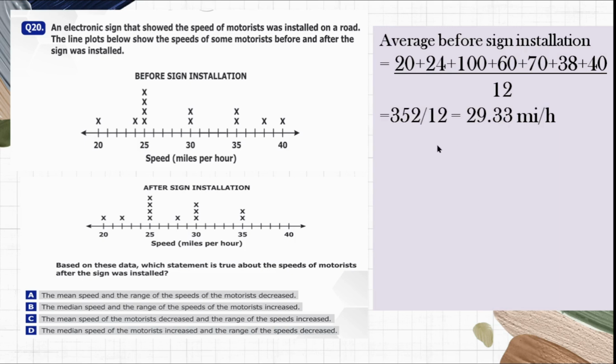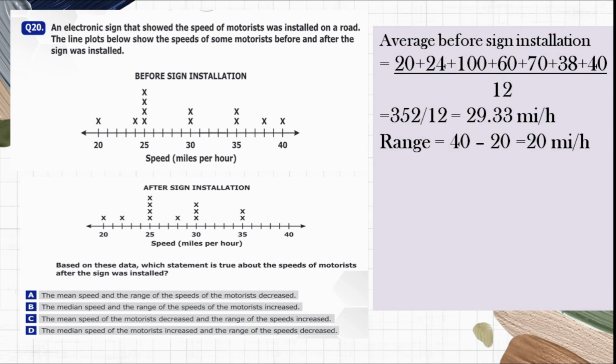Now we will calculate the range. The range is basically the difference between the highest and the lowest value. So the highest value is 40 and the lowest is 20. So the range is 20 miles per hour before the sign installation.